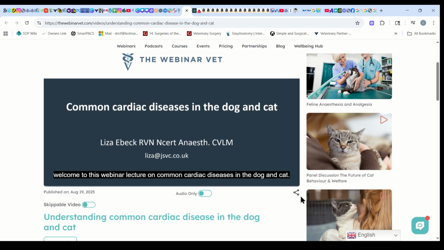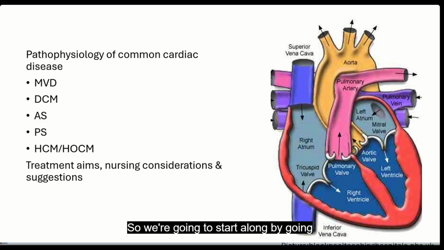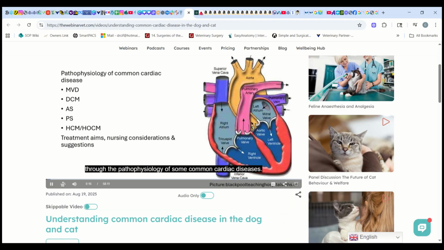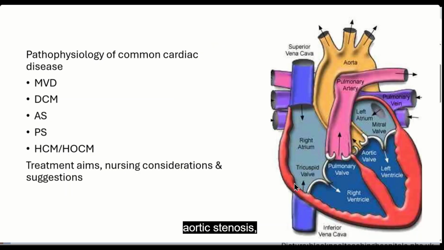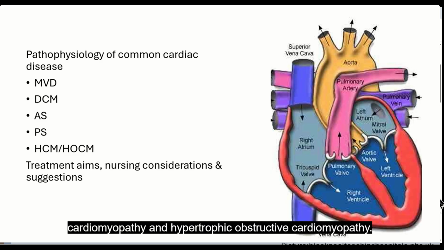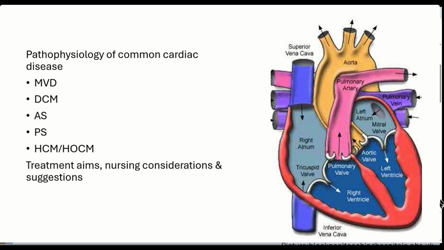Webinar lecture on common cardiac diseases in the dog and cat. So we're going to start by going through the pathophysiology of some common cardiac diseases. We're going to cover mitral valve disease, dilated cardiomyopathy, aortic stenosis, pulmonic stenosis, and then hypertrophic cardiomyopathy and hypertrophic obstructive cardiomyopathy. Within that, I'm also going to go over some treatment aims along with nursing considerations and suggestions for each of these disease processes.